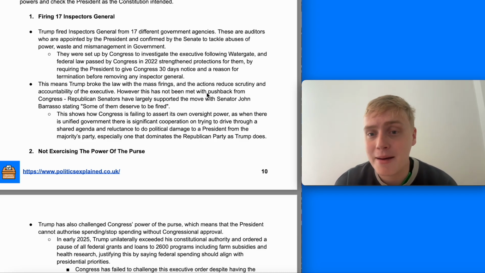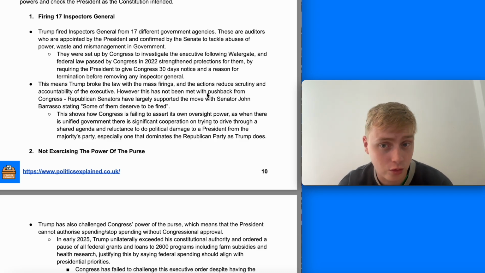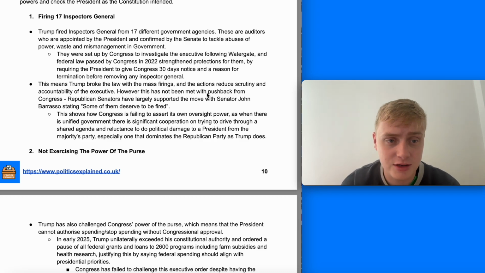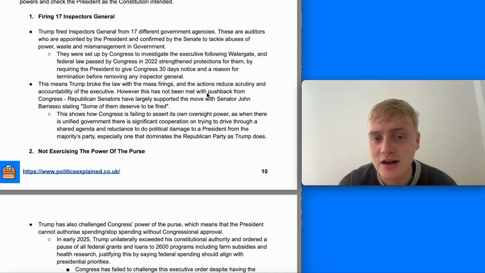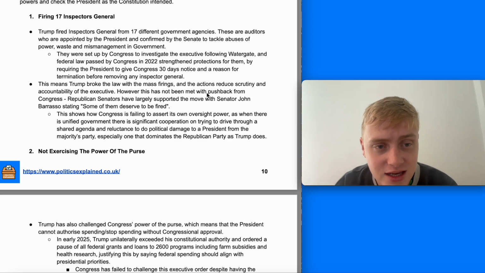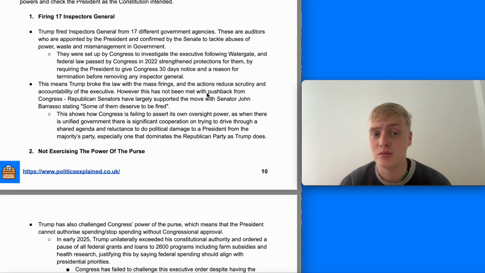However, this hasn't been met with pushback from Congress, or rather from the Republicans in Congress who have a majority. Republican senators were largely supportive of the move, and John Barrasso, for example, said some of them deserve to be fired. And this shows how Congress is failing to assert its own oversight power, as when there's unified government, there's significant cooperation on trying to drive through a shared agenda between the Republicans in Congress and the Republicans in the presidency, and a real reluctance to do political damage to a president from the majority's party. And this is especially due to the fact that Trump really dominates the Republican Party.